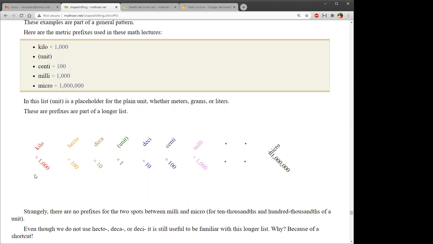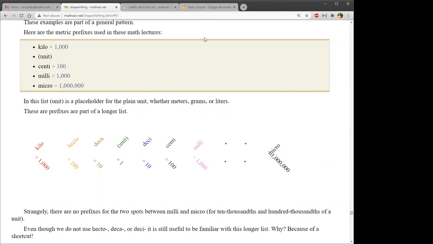If we want a small piece of something, deci means a tenth, centi means 100th, and milli means 1,000th. Just like a century is 100 years, a millennium is 1,000 years, a decade is 10 years. There's, strangely enough, no name for the prefix of 10,000 or 100,000, but micro means a millionth of the thing.